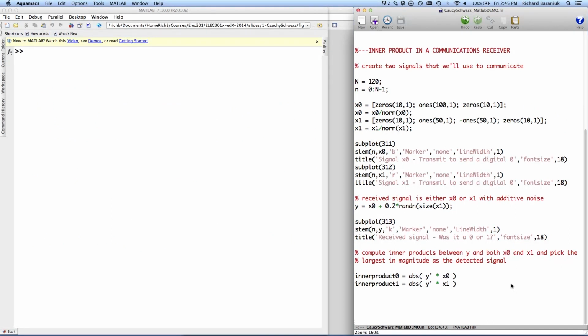So in this quick MATLAB example, we're going to look at how we can use inner products to do a detection between different waveforms that are transmitted in a digital communication system in order to tell if a 0 bit was sent or a 1 bit was sent. So very simply, we're just setting up two signals. Let's set up the signals and then plot them.